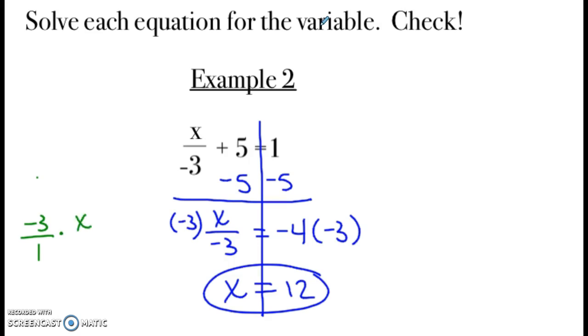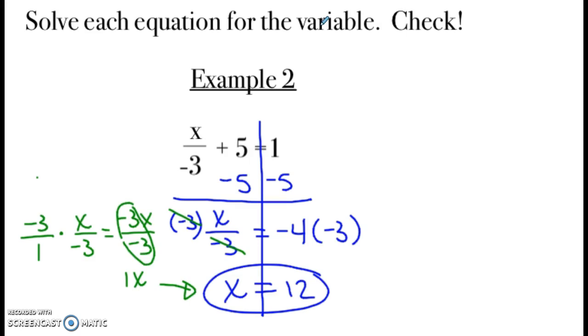So if I multiply -3 over 1 by x over -3 and I go straight across, I get -3x over -3. And since -3 divided by -3 is 1, I just have 1x. So you can see where these end up canceling out, like if you think of cross-canceling when you're multiplying fractions.